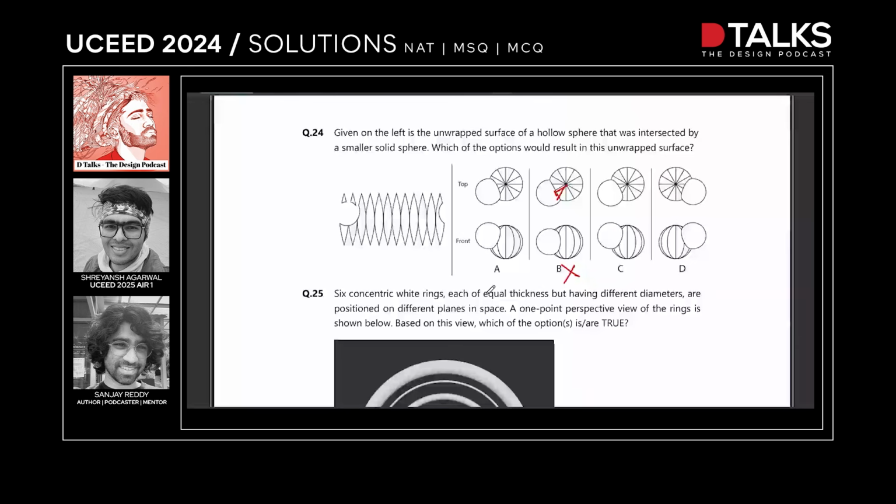Now A, C, and D. First observation you should make is A and D are the exact same option, just mirrored. They're just rotated on the z axis, so it's the same option. That means it's either AD or just C. Just in case you have to make a guess, sometimes you're not sure but you want to make an educated guess. So this is how you make an educated guess. It's either AD or just C.